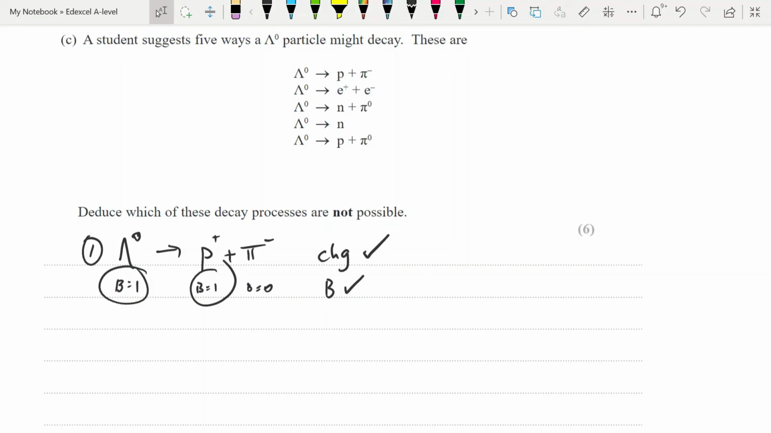Our next one is leptons. We have no leptons on the left, and we have no leptons on the right. So in terms of leptons, we have 0 and 0, so that's conserved. Momentum. Well, we know that our lambda is decaying into 2 particles. Feasibly, those 2 particles could go in opposite directions, meaning there's no reason to suppose that our momentum is not conserved, and we don't have any information on mass energy, so we couldn't possibly establish whether or not mass energy is or is not conserved. So we're going to go ahead and say the first interaction is possible.